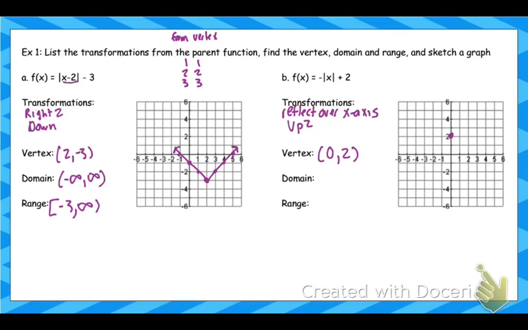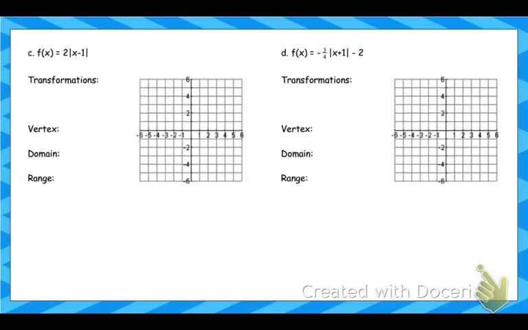So it's still going to be from that parent function over 1, down 1, over 2, down 2, and over 3, down 3. And we're going to follow that same pattern on the other side. Our domain then is from negative infinity to infinity, and our range is from negative infinity until the y value of 2. All right, so now let's look at some that have some stretches and reflections.